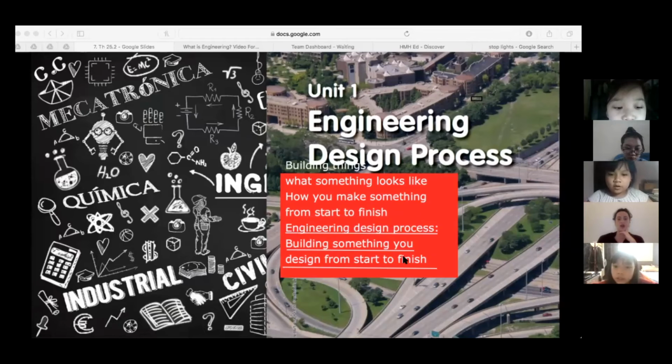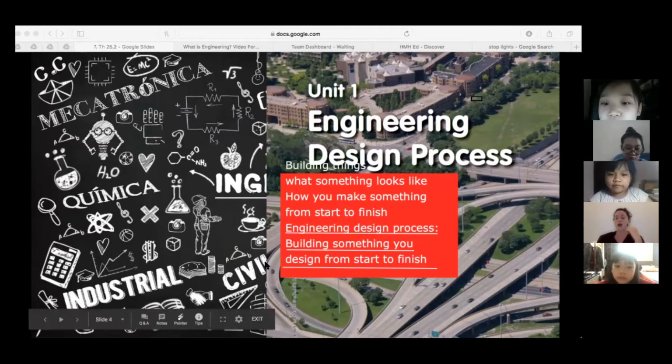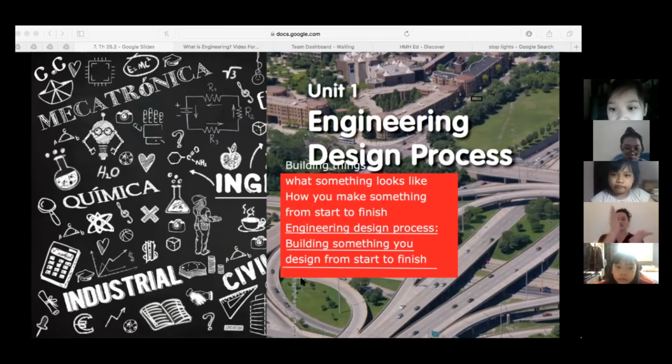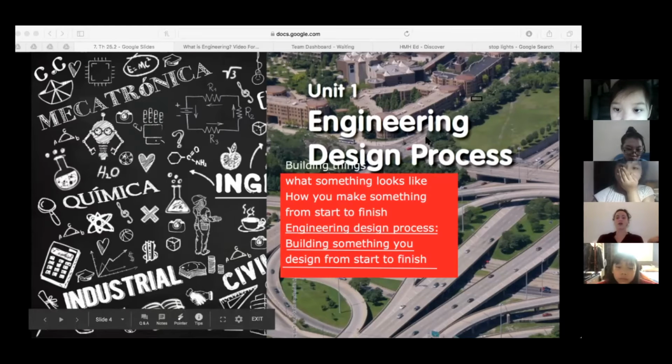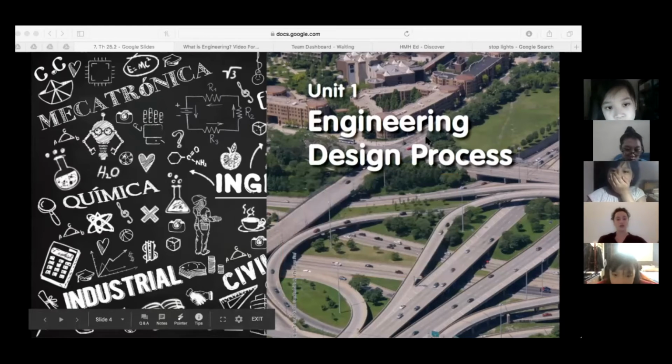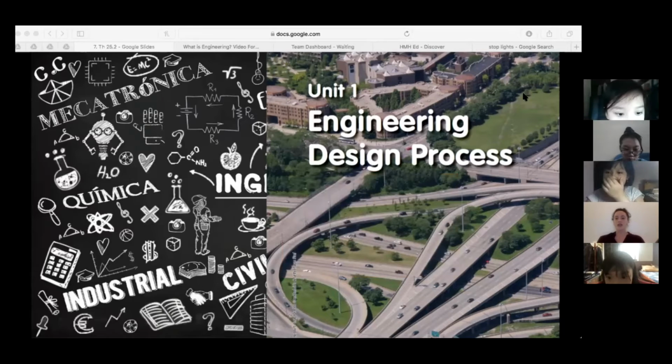Very good. So how you build something, you come up with how it looks, how it works from start to finish. That's what we're going to be learning about this whole unit. How can you engineer something, design it, and make it to solve a problem?